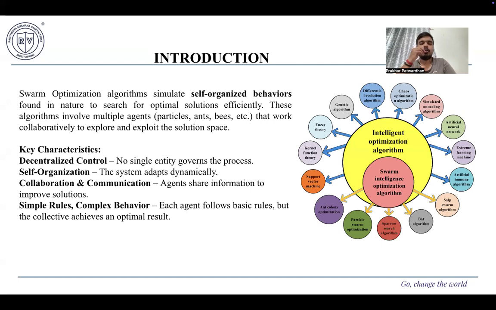Swarm optimization algorithms simulate self-organized behaviors found in nature to search for optimal solutions efficiently. Each algorithm involves multiple agents that work collaboratively to explore and exploit the solution space. Key characteristics are decentralized control, so no single entity governs the process; self-organization, the system adapts dynamically; collaboration and communication, so the agents share information to improve the solution; and the fourth one is simple rules and complex behavior. Each agent follows basic rules, but the collective achieves an optimal result.